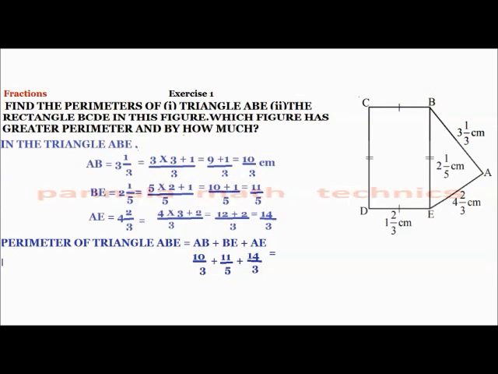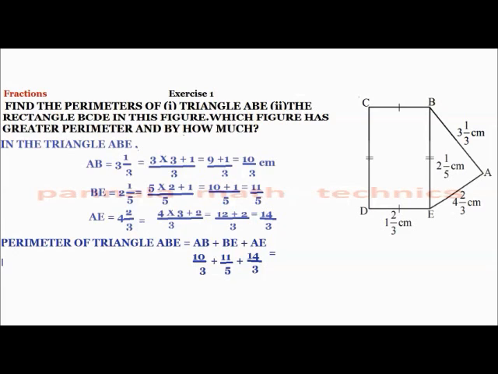Find the perimeter of triangle ABE. Length AB is equal to 3 1 by 3. It's a mixed number, equal to 10 by 3, an improper fraction. Length BE is equal to 2 1 by 5, equal to 11 by 5. Length AE is equal to 4 2 by 3, that is equal to 14 by 3 centimeters. Perimeter of triangle ABE is equal to AB plus BE plus AE. That is equal to 10 by 3 plus 11 by 5 plus 14 by 3.